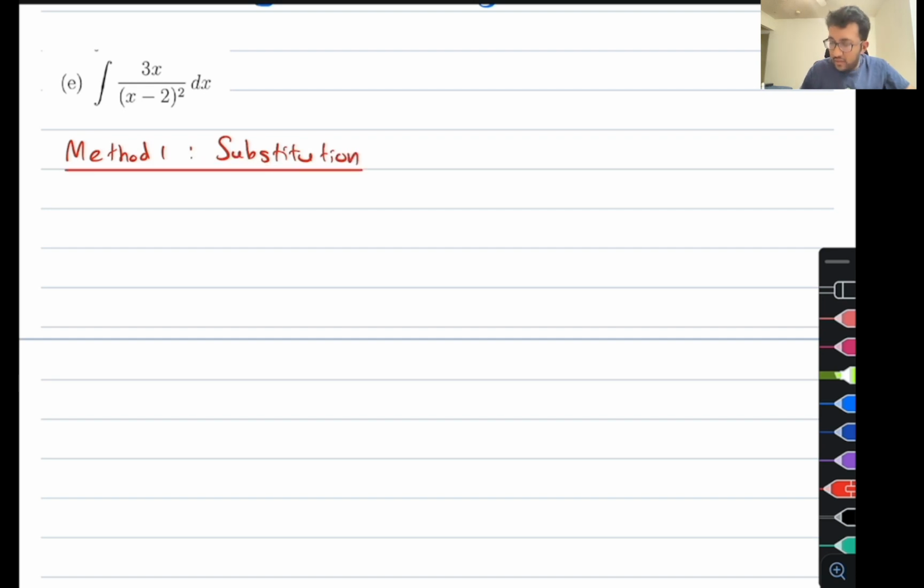I did a very similar problem to this one in the class, something like 3x divided by (x minus 1) to the power 100 or something. So what is the suitable substitution? I am going to substitute u equals x minus 2. Then what can we say about the derivative of u? That is equal to 1, which would give me du is equal to dx.